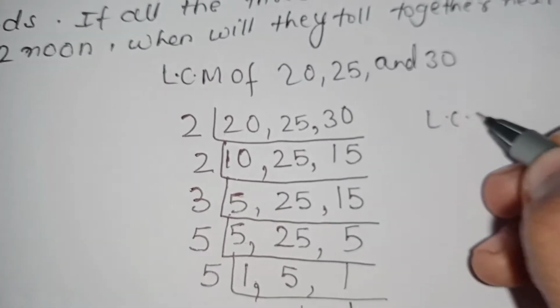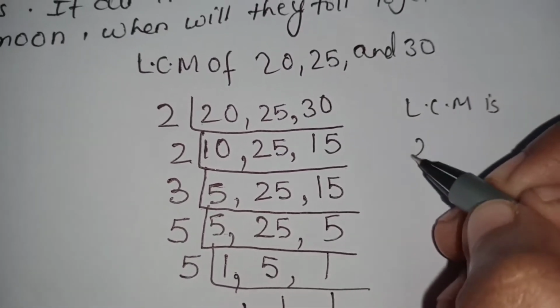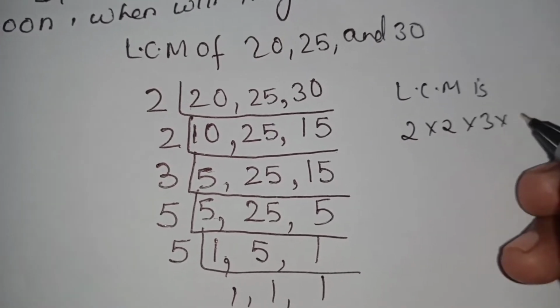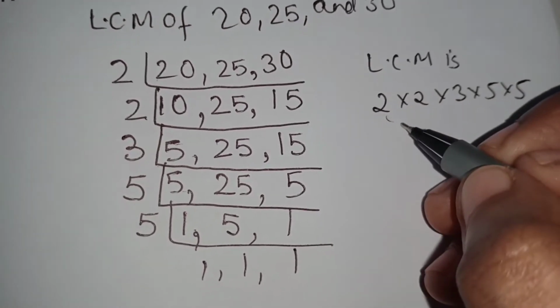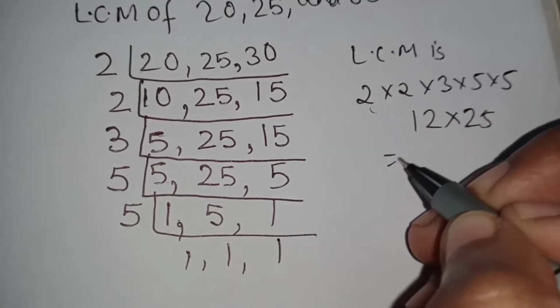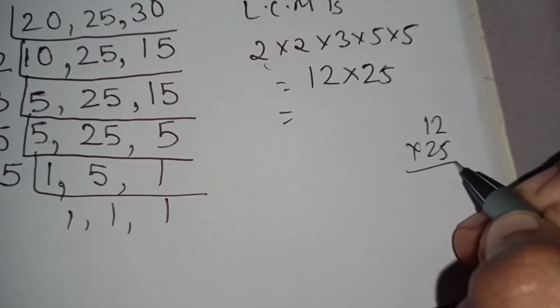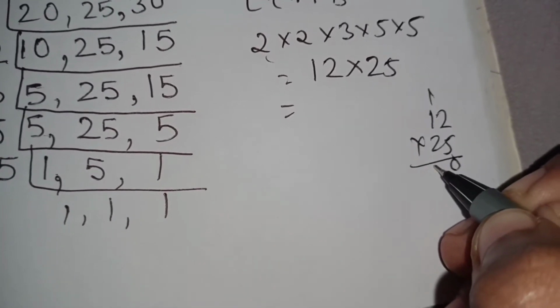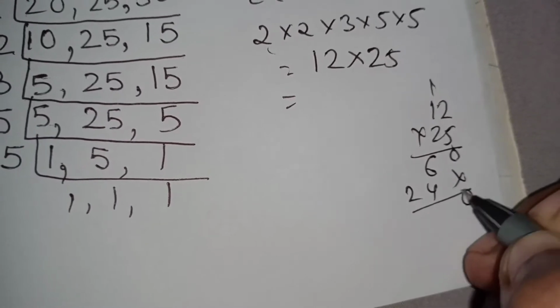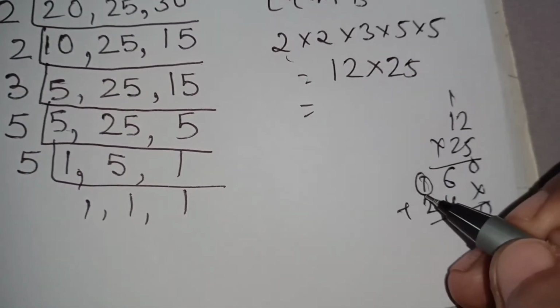Now what is the LCM? LCM is 2 into 2 into 3 into 5 into 5. 2 2s are 4, 4 3s are 12, and 5 5s are 25. Now we will multiply this 12 and 25. So 12 into 25, how much? 5 2s are 10, 5 1s are 5 plus 1 is 6, 2 2s are 4, 2 1s are 2. 0, 6 plus 4 is 10, 1. And 2 plus 1 is 3.